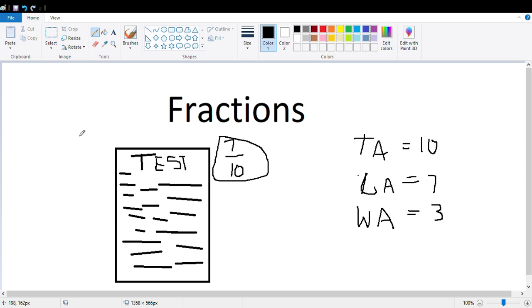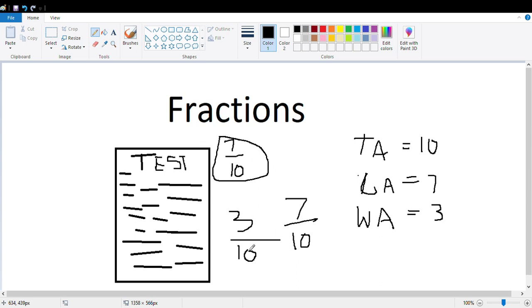So the total number of marks you can get is 10, and out of that you have gotten 7 correct answers and 3 wrong answers. So what will you get as the correct answers? You'll get 7 out of 10, okay? And the wrong answers, you got 3 out of 10, right? So this is how a fraction is.